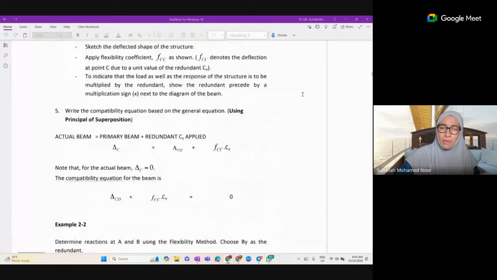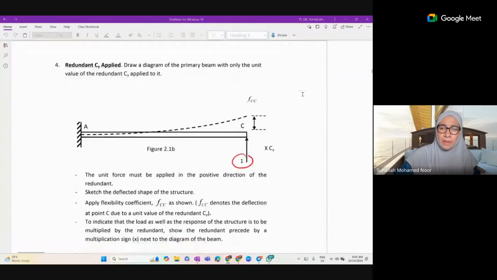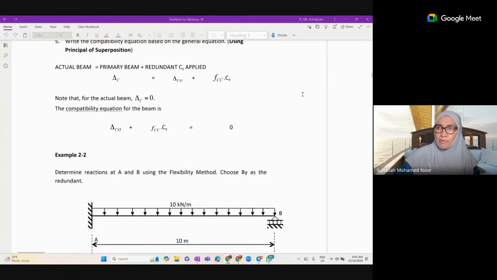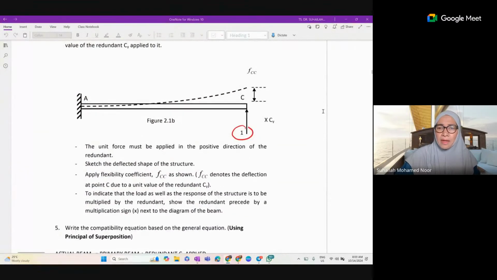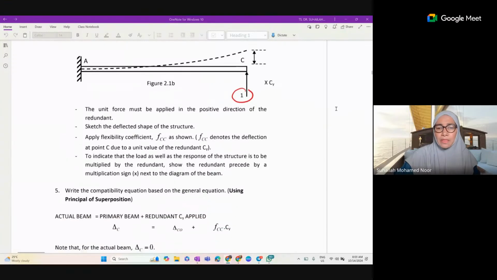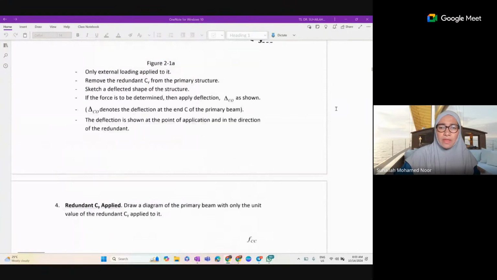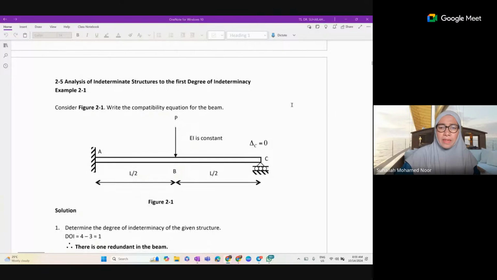In the module, some of you have got the module, right? Basically all the things that I explained last week are based on this module. For example, this one, we refresh this first.